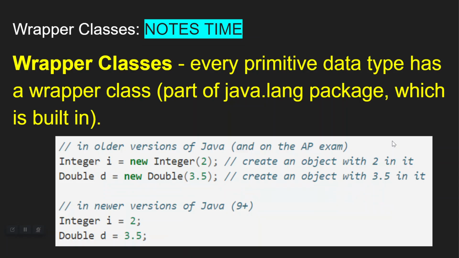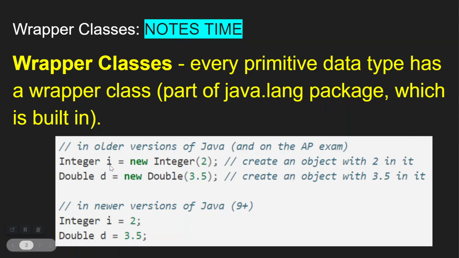This lesson is all about what's called the wrapper class, or wrapper classes. It turns out that even though we have primitive data types, every primitive data type actually has built into Java what's called a wrapper class. It's part of the java.lang package, which is built in, so we don't have to import anything. We just automatically have access to these. And they've got a couple of different versions of it.